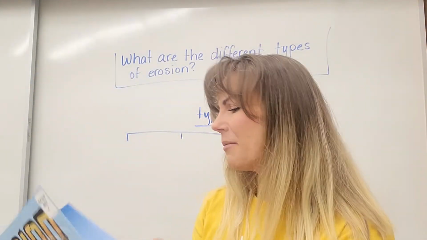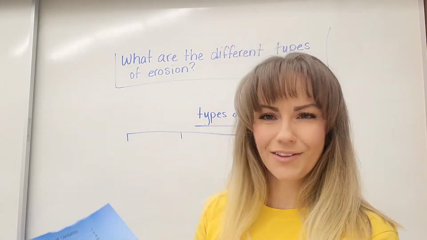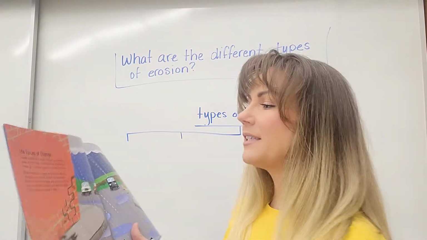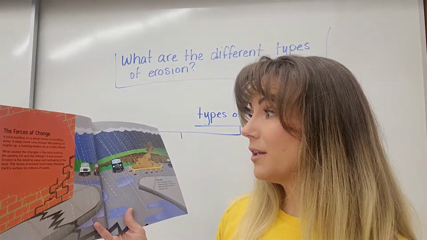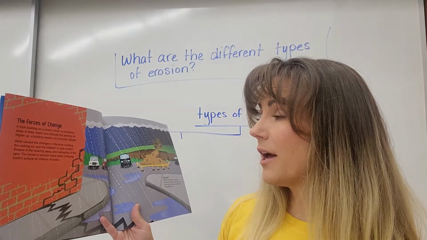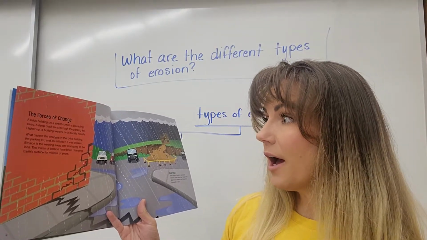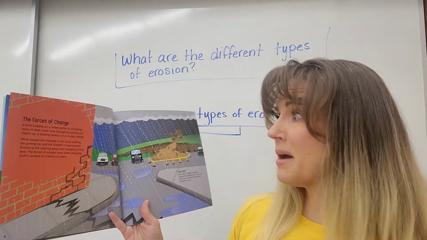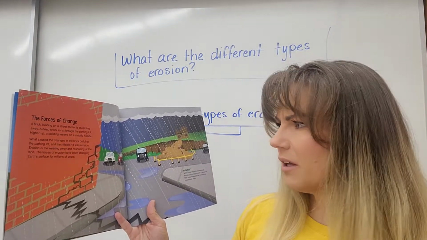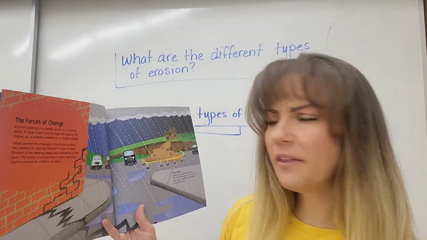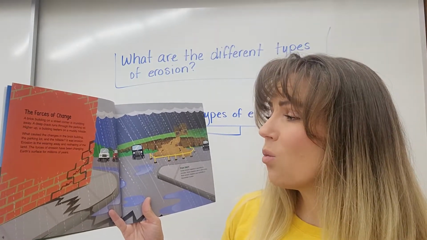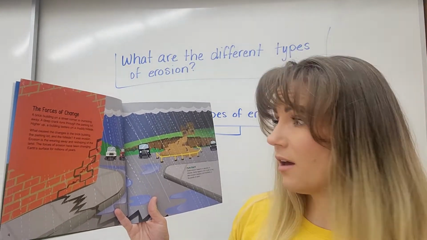Yep. But I'm going to start with the forces of change. I'm going to start there because that's kind of like the introduction to the book. The forces of change. A brick building on a street corner is crumbling away. A deep crack runs through a parking lot. Higher up, a building teeters on a muddy hillside. What caused the changes in the brick building, the parking lot and the hillside? It was erosion. Erosion is the wearing away and reshaping of land.